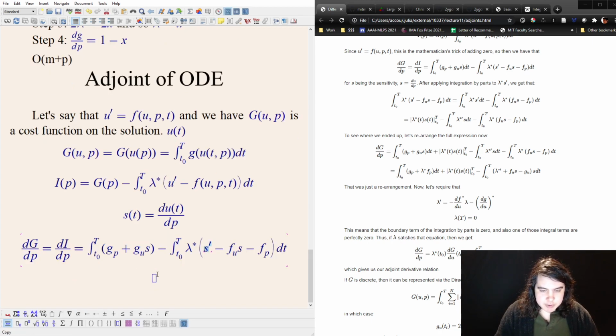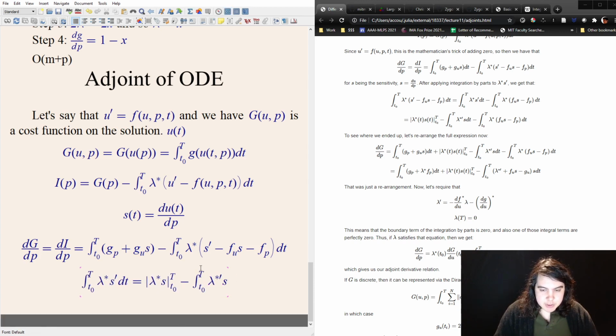So let's take this out in isolation. So we have the integral t0 to big T of lambda asterisk s prime, right? And now we do the derivative swap rule, which is that we evaluate this at lambda asterisk s. So we take the integral of both terms and evaluate it at t0 and T. And then we swap the sign and we swap the derivatives, so lambda asterisk prime and s. So that's where that comes from.